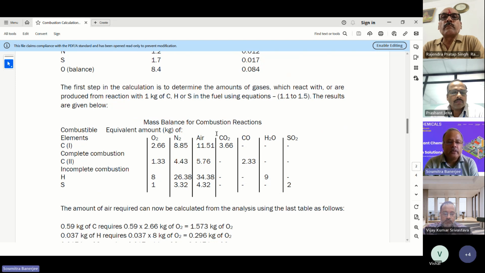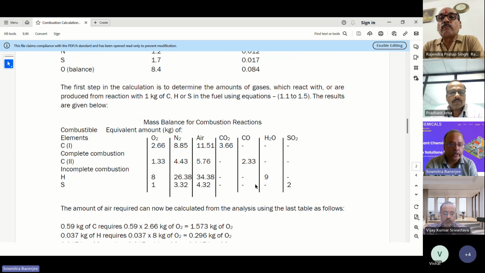Now, here it is written as elemental carbon. If carbon is there, then how much oxygen is required, how much nitrogen is required, how much air is required in total, and how much CO2 will be produced, if complete combustion is there. This is incomplete combustion: C to CO is 1.33 oxygen, 4.43 nitrogen, 5.76 air will be required, and CO will be produced at 2.33.